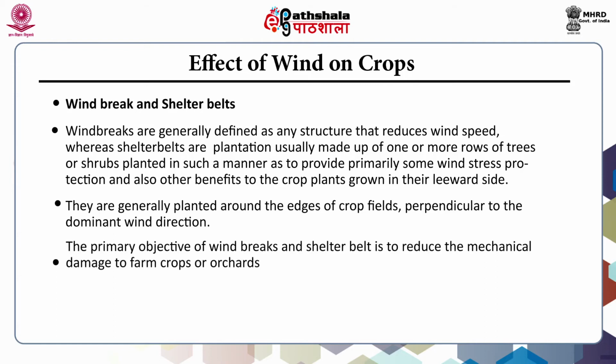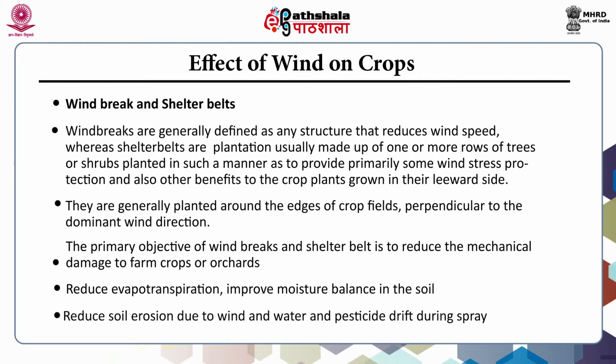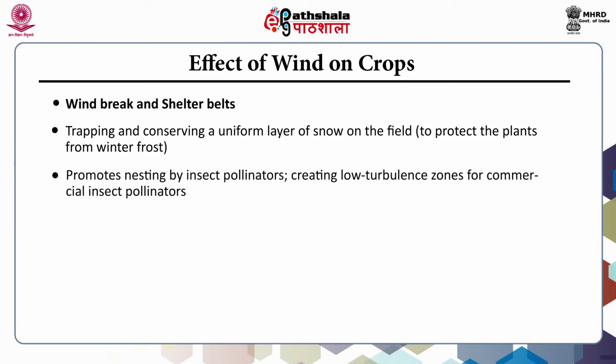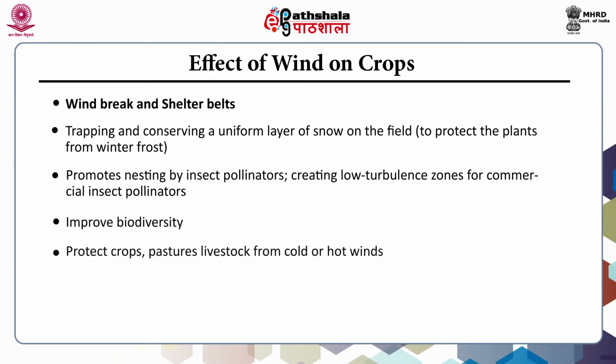Although the primary objective of the windbreaks and shelter belt is to reduce the mechanical damage to farm crops or the orchards, there are some additional benefits like reduction in the evapotranspiration, improvement in the moisture balance in the soil, reduction in the soil erosion due to wind and water, and pesticide drift during spray. Trapping and conserving a uniform layer of snow on the field to protect the plants from winter frost. It promotes nesting by the insect pollinators, creating low turbulence zones for commercial insect pollinators. It improves the biodiversity.